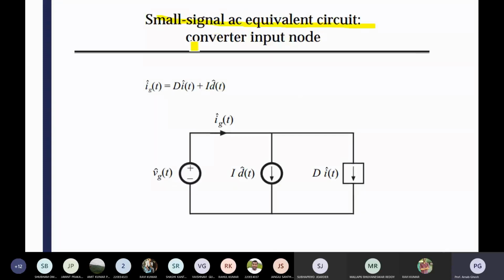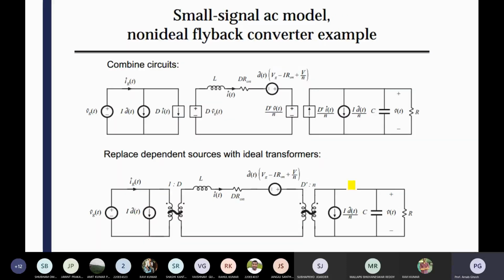You have the expression of the input current, replace all those values, and finally you get this expression. The current is dependent here, a time-dependent current, plus your steady state current. So you can combine all of them. If you have that current expression, you can combine the circuits.